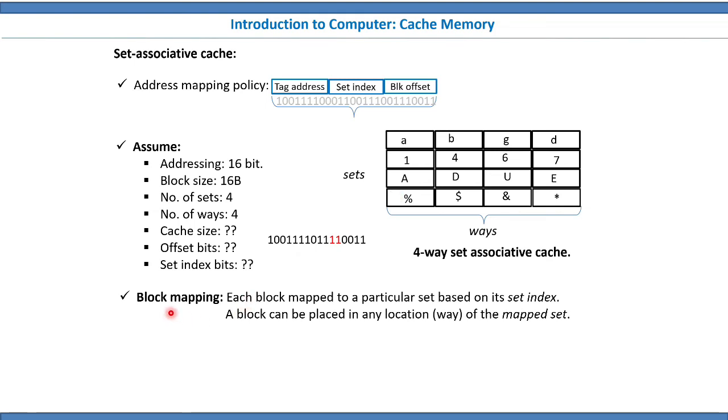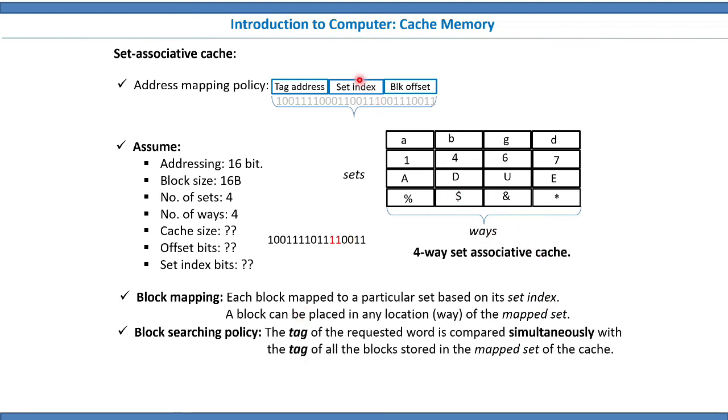So this is the block mapping policy. Each block is mapped to a particular set based on the set index, right? And a block can be placed in any location or way within the mapped set. Then the block searching policy is the same. If we want to search for a block, first we select the particular set based on the set index, and in this set all the tags will be compared with the tags stored here. For example, if this is the set, then there are four entries available, so the tags of all these four entries will be compared in parallel. In that case, four comparators will be required here if we want to search in parallel.